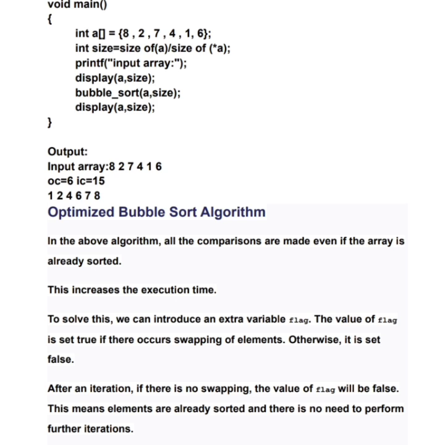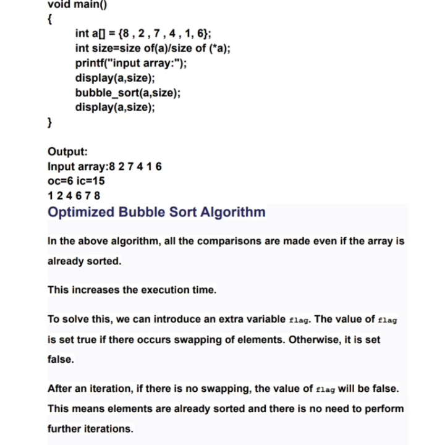How to optimize this bubble sort? That means it is an unsorted list, so it takes that time. If we give a sorted list, it should not take that time, it should be less. So how to optimize that code? In the above algorithm, all the comparisons are made even if the array is already sorted. This increases the execution time.